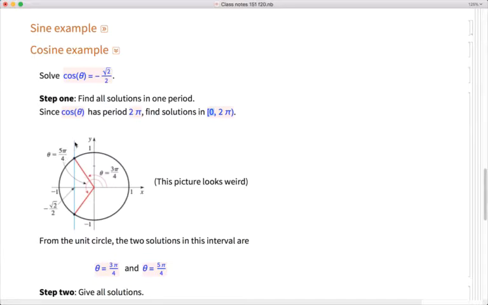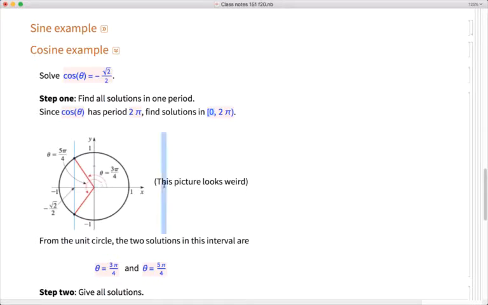We're looking for, this time, x coordinates that are equal to minus root 2 over 2. So there are supposed to be negative x coordinates, and there are 2 such values for theta. They are 3 pi over 4 and 5 pi over 4.